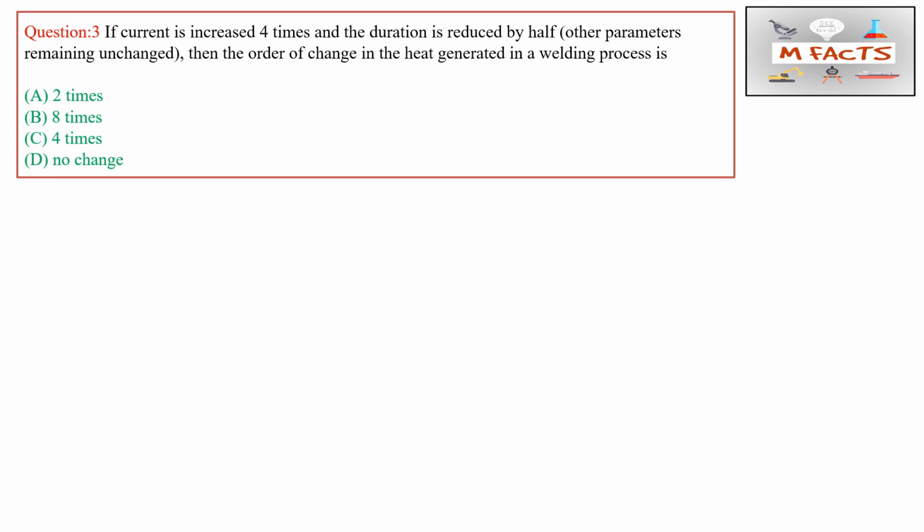Okay, the next question is: if current is increased by four times and the duration is reduced by half, other parameters remaining unchanged, then what is the order of change in the heat generated in welding processes? They are asking about the duration and the increase in current. We know the formula, that is H is equal to I square RT. In this type of problem, we write the given data. So H1 is equal to H, and H2 is equal to H2.